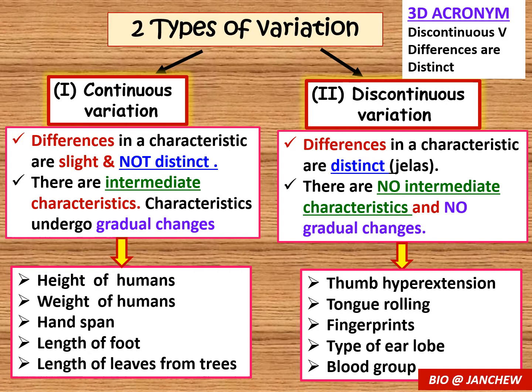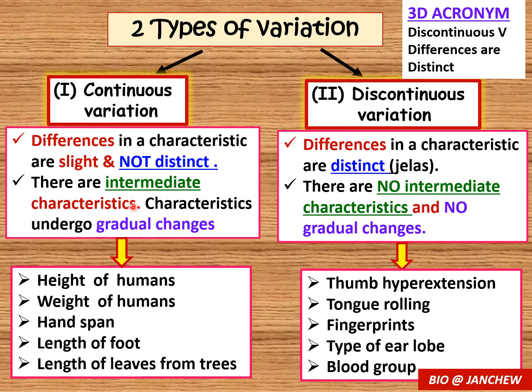Let us now discuss the two types of variation. Here's an overview of it. The two types of variation are number one, continuous variation, and number two, discontinuous variation. In continuous variation, the differences in a characteristic are slight, meaning small, and not distinct, meaning not clear. For example, if you look at two people who are almost the same height, the difference in the height may not be so distinct because maybe it is only a difference of 1 cm.